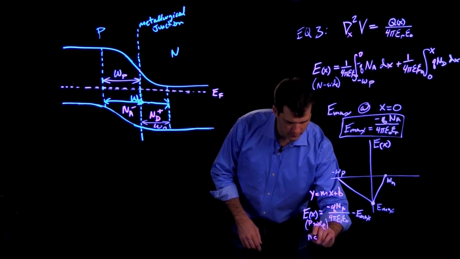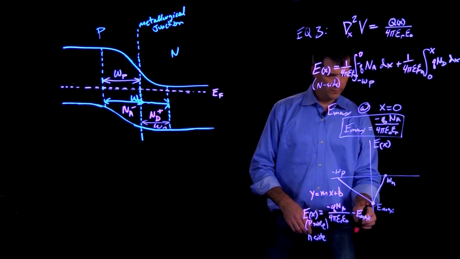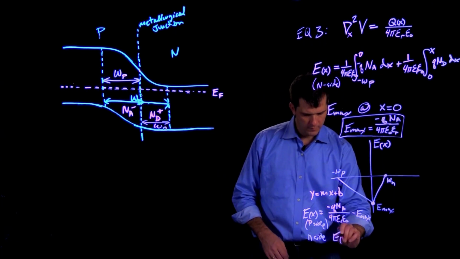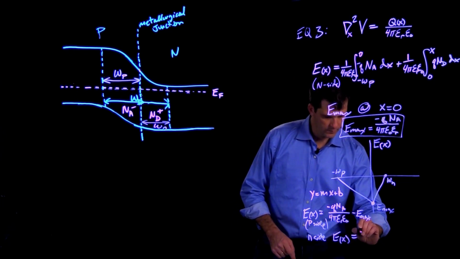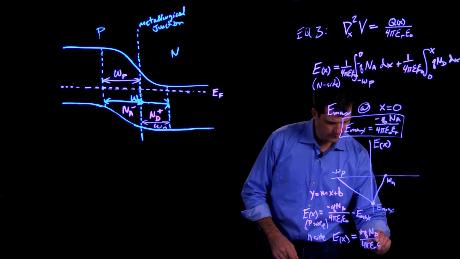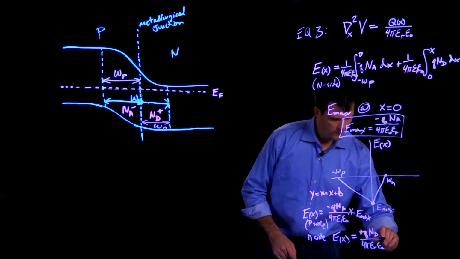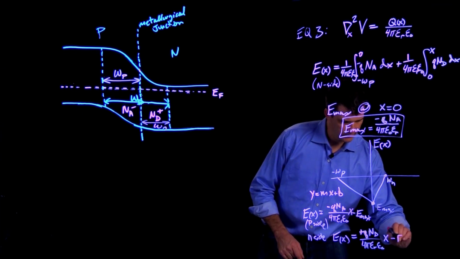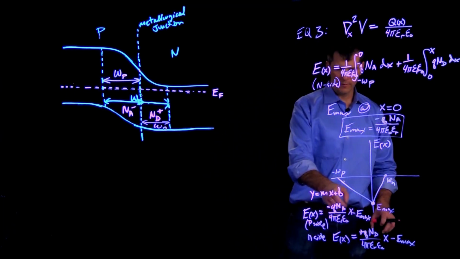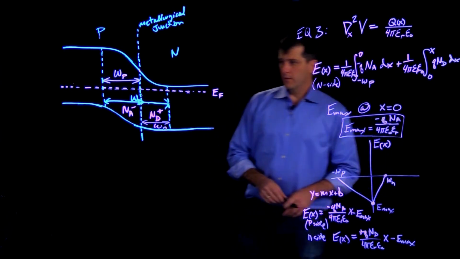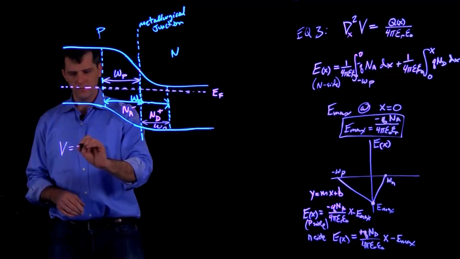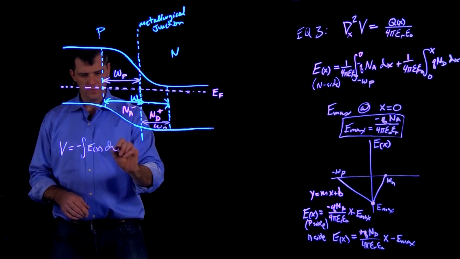And this is the p side. On the n side, we're going to have a similar expression, except we're going to have a positive slope. So E of x is given by positive q Nd over 4 pi epsilon relative epsilon naught times x, and then again minus this Emax. I just inserted the x that I forgot there. This has to be in the form mx plus b. Okay, so if we integrate in order to get the voltage, we're going to use the relationship voltage as negative integral of E of x dx.